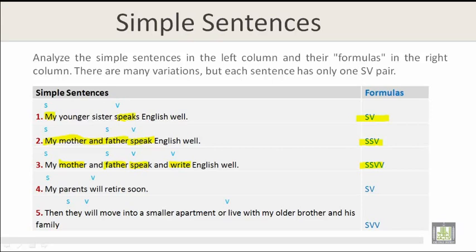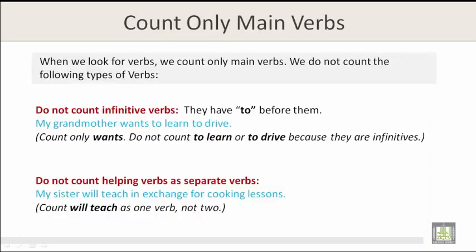Simple sentence number 4. My parents is the subject. The verb is will retire soon. This results in the formula subject, verb. Let's look at example number 5. They will move into a smaller apartment or live with my older brother and his family. The first subject is they. The first verb is will. The second verb is live. And the formula is subject, verb, verb.